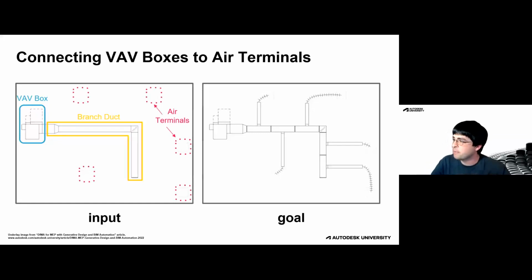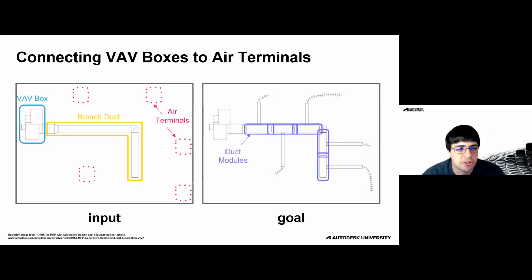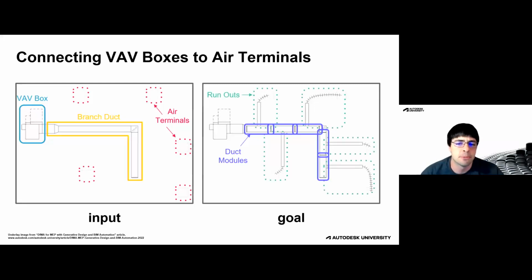And what we're trying to do is get to the result on the right, which is to take that branch duct and break it into these modular pieces that they've developed, and then connect each of the air terminals to one duct module. And that's also made out of all these modular parts that are part of this big system. Defining the problem like this made this application really kind of simplified and helped us get towards success.